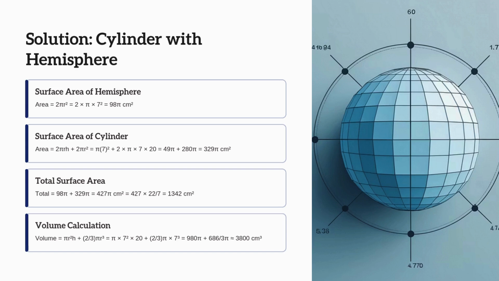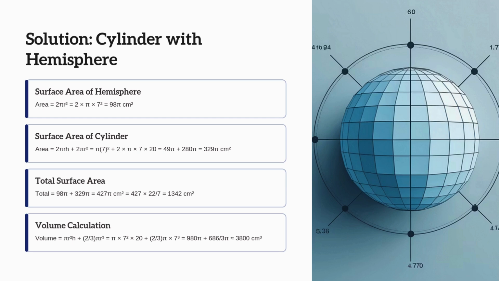Step 1. Surface area of the hemisphere. The formula for the curved surface area of a hemisphere is: curved surface area equals 2 pi r squared. This is half the surface area of a sphere. Substitute r equals 7. Area equals 2 multiplied by pi, multiplied by 7 squared. Simplify 7 squared to 49. Area equals 2 multiplied by pi, multiplied by 49. Multiply 2 by 49 to get 98. Area equals 98 pi square centimeters. This is the curved surface area of the hemisphere only.